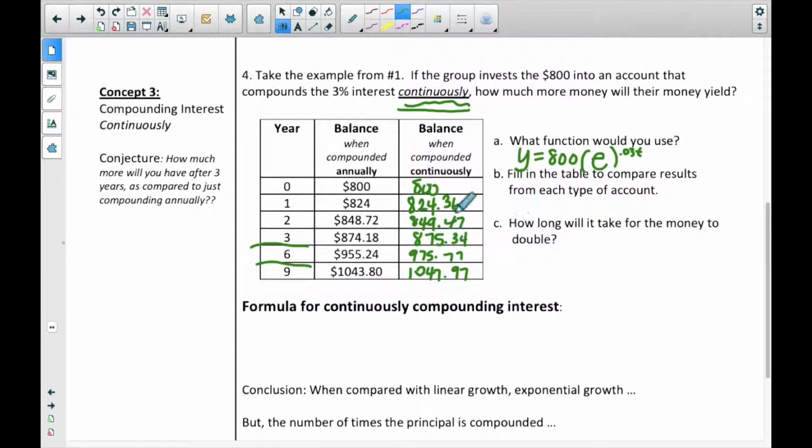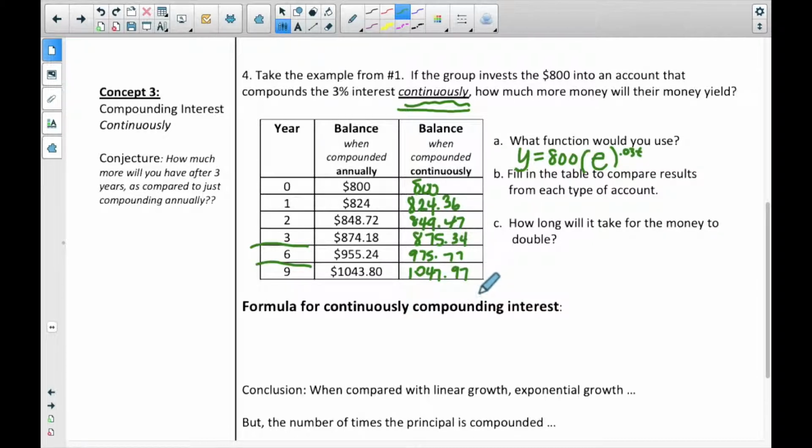Okay, so we fill these in. Let's take a second and look and compare them. All of these numbers are a little bit bigger, but just not a huge amount. If you've put in $800 and after 9 years you have $143.80 more, or you have $147, so you're getting $3 more this way, which is money.